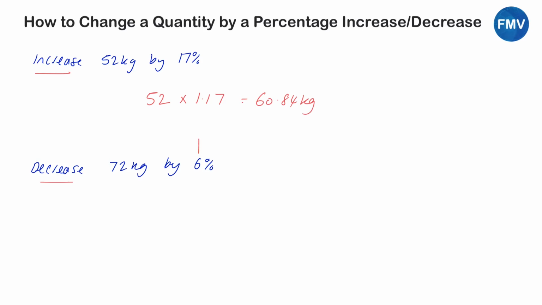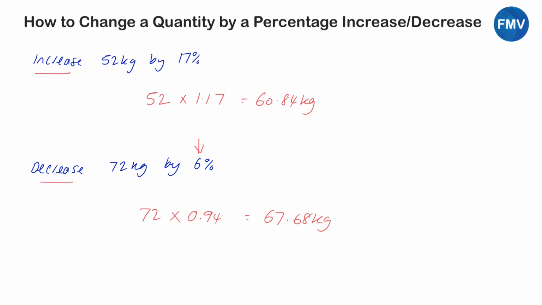This one we are decreasing. That means it's going down. Really key to me, remember this. That's 72 kilograms multiplied by, well, 100 minus 6 is 94. Divide 94 by 100, you get 0.94. That's my multiplier. And that gives us 67.68 kilograms. Okay, so that's how we decrease or increase a quantity by a percentage.